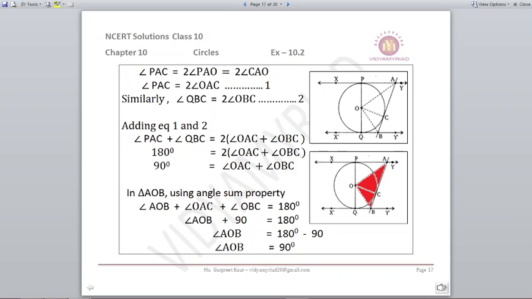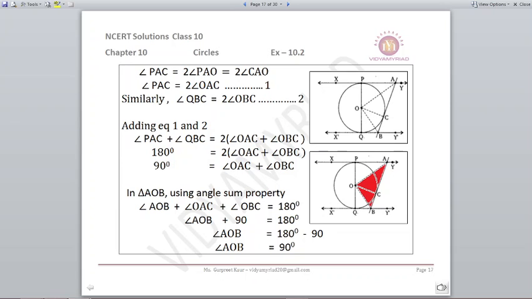Similarly, on the other hand side, angle QBC, the whole angle, will be twice of angle OBC, the internal angles of triangle AOP. Now if you see the figure, XA and X'Y' are parallel lines, and the angles formed inside those lines with the transversal, some of the angles are supplementary. So we can say that angle PAC plus angle QBC will be equal to twice of angle OAC plus twice of angle OBC.